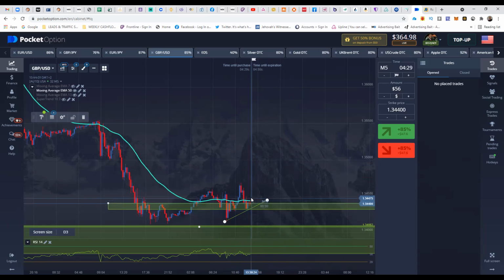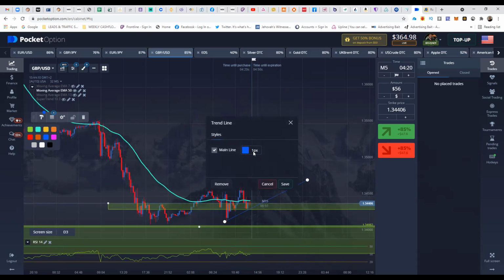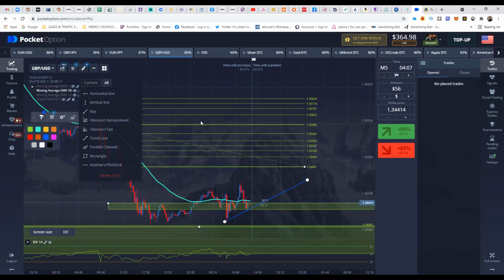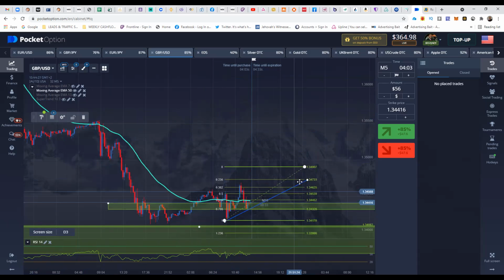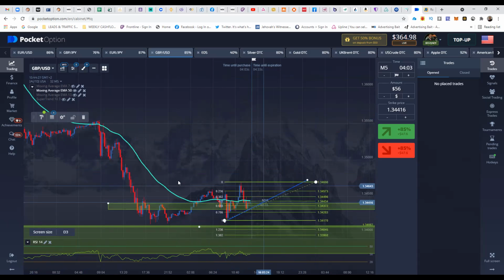I'm going to wait for price to push up, especially past this 50 EMA. I'm going to stretch this trend line out here and change the thickness. Then I'm going to pull out the fib and see if price is still respecting that area. This is the most recent high here. Let's change it.